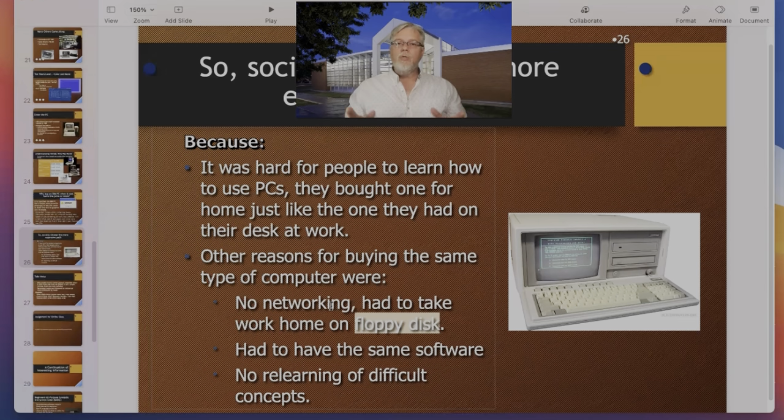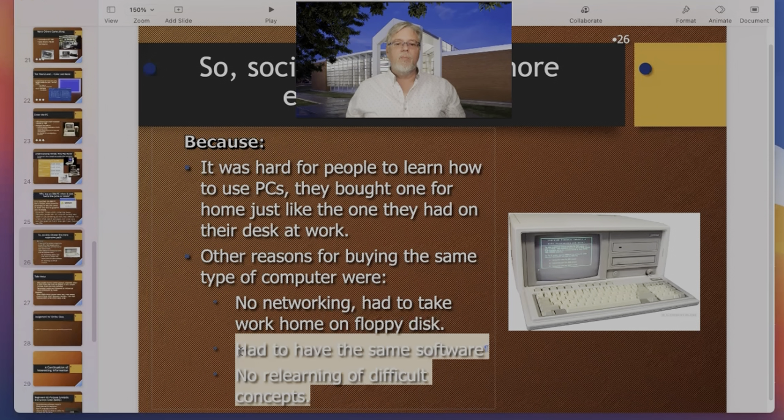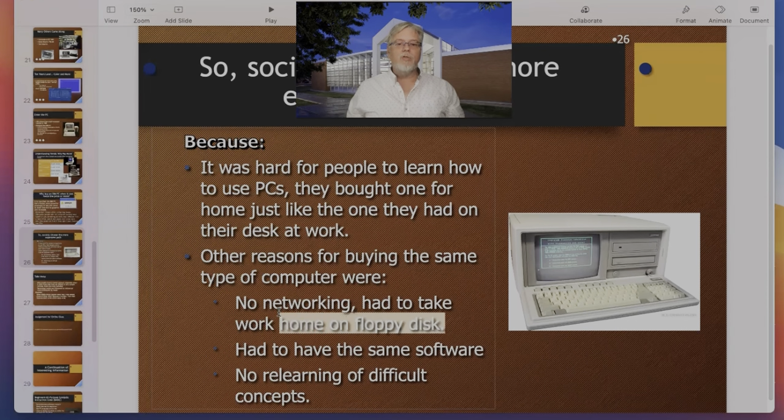Now, that's a huge, huge challenge, and that may happen in your life. It will happen in little micro ways, like I mentioned, the iPad coming in hospitals, and now I've got to learn how to use this program on the iPad as opposed to the one I had on Windows, that kind of thing. That little stuff will happen for sure. And so they didn't want to relearn concepts, and they had to have the same software, and they had to have the same hardware so they could use floppy drives. So I might as well just buy the exact same thing that I have at work.